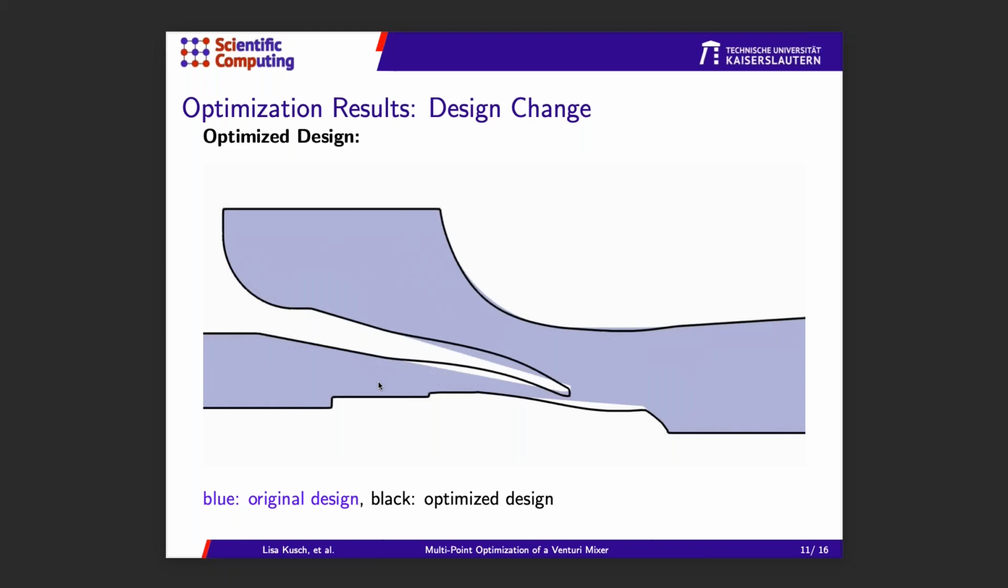So the black line is the optimized design, and in blue in the background you see the original design. And what mainly changed is the region right here. You see that there's some curvature where the flow of the gas inlet right here is somehow redirected into the airflow. And this also makes changes to the needle, that's the one on the bottom. So this also has some curvature.